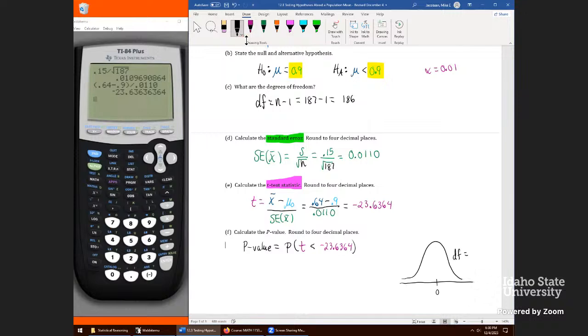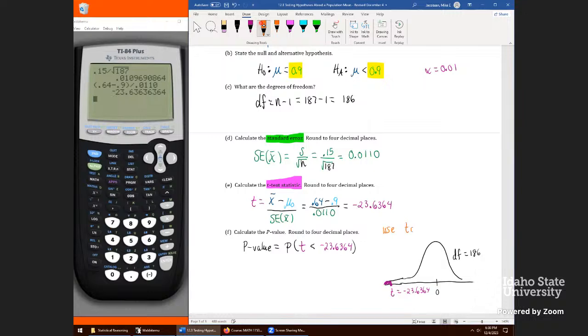Degrees of freedom is from part C, we found 186. The test statistic T is really hard to plot on this. It's so far to the left that I cannot plot it accurately. I'll just emphasize it's far, far away to the left by putting it way out here. T equals negative 23.6364. Now, all this area here is going to be our p-value. But this is a new distribution, TCDF, that we have to use. So let's indicate this here.